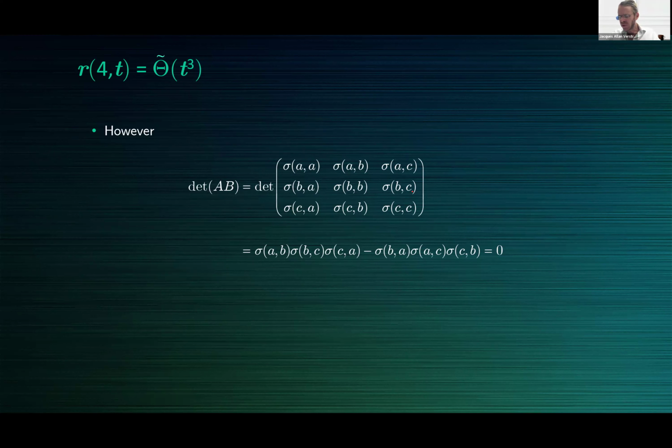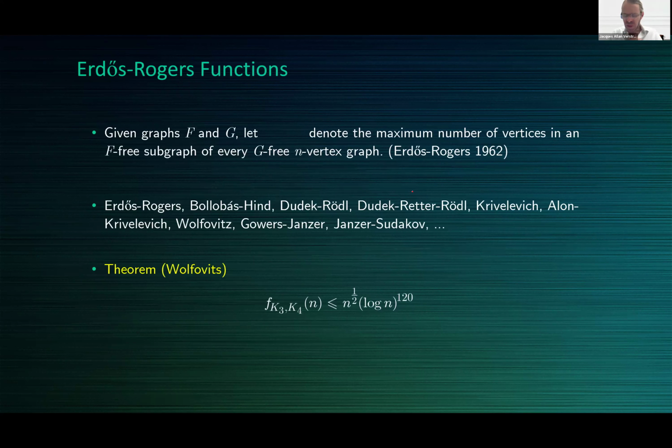I do not want to go over time, so I'm hoping to impinge on your time for 5 more minutes. So let me mention a related problem to which these methods can be successfully applied. First of all, I should mention that these methods give a lot of other new lower bounds on Ramsey numbers, such as cycle complete graph Ramsey numbers and various others. Here I'm rather going to talk about these Erdős-Rogers functions.